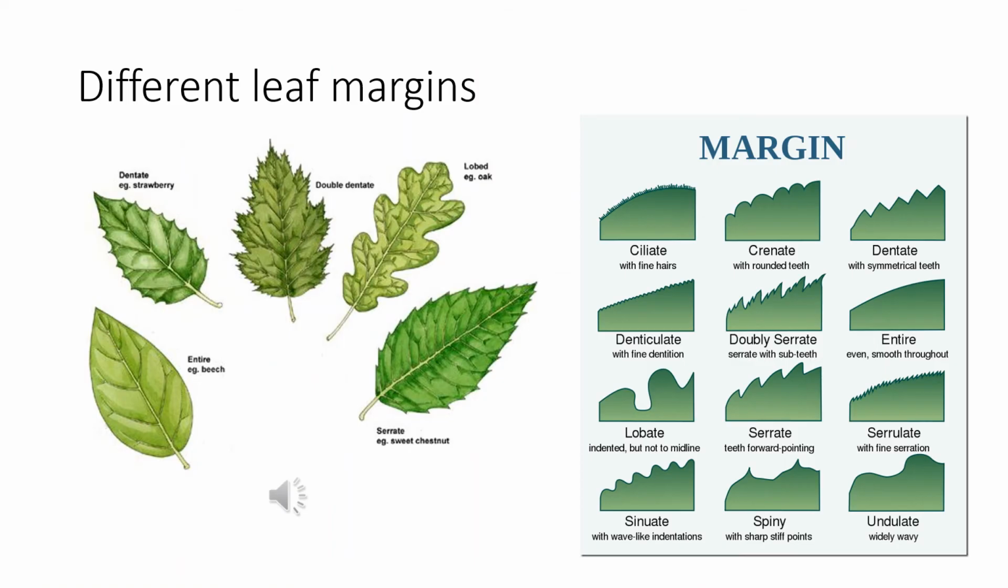Now, if we observe, the leaf margins also show great variations. In some of the leaf margins there are fine hairs, and the leaf margin is known as ciliate. Then there are leaf margins which are in the shape of rounded teeth-like structures, and the leaf margin is known as crenate. Then there are symmetrical teeth-like structures in the margin which are known as dentate. Dentate structure is seen in strawberry, and there are fine dentition-like structures in the margins of some leaves, and they are known as denticulate.